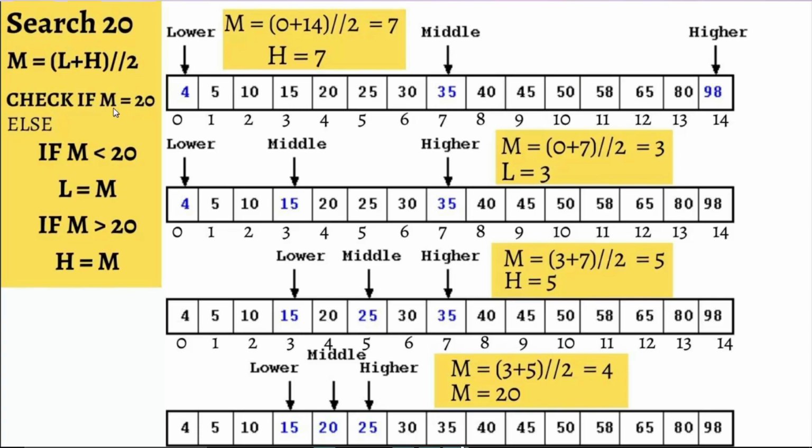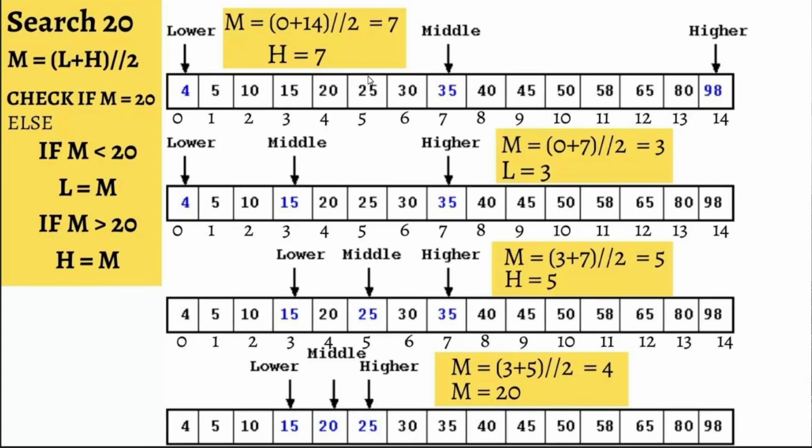Now we will check if the middle element is equal to the number we are searching for, that is 20. But that's not the case because it's 35. So we will start an if conditional statement here. If the middle element is less than the number we are searching for, then we will change our lower limit to the middle index. The reason is that if the middle number is less than the number we are searching for, then all the numbers less than the middle number are of no use to us. So we change the lower index to this middle value and search only the remaining half.